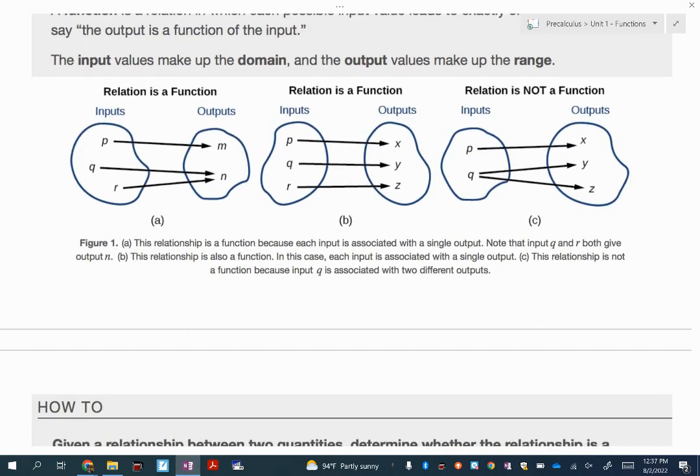All right. So make a little note here at the bottom of this page that if it's a function, then you cannot have repeats in the input values. All right, so that's kind of the key thing that I look at when I do this.